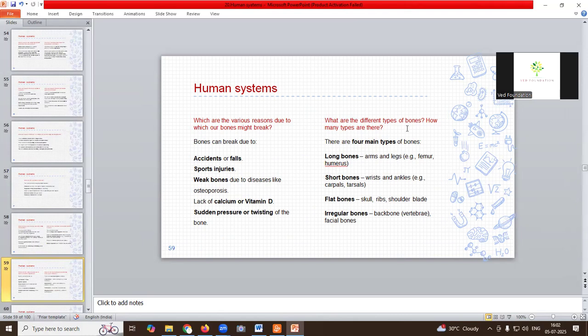Next question is, what are the different types of bones and how many types are there? So there are four main types of bones. Long bones, and long bones are present in arms and legs. Femur and humerus, these are long bones. Short bones are present in wrist and ankles. Flat bones are present in skull, ribs, and shoulder blade. And irregular bones: back vertebrae, facial bones, and pelvis are irregular bones.